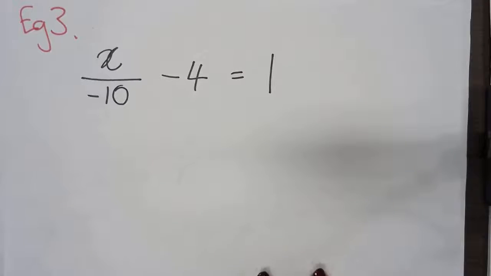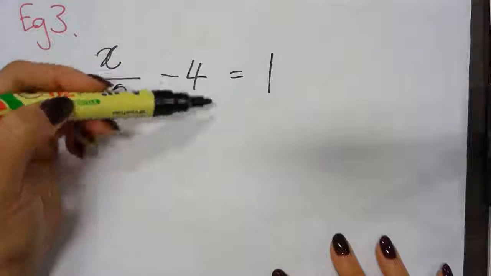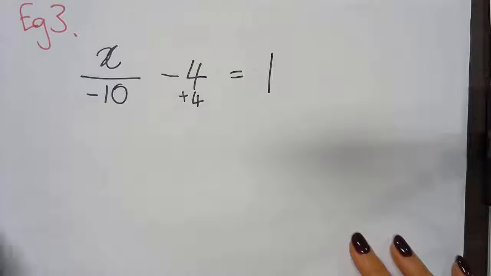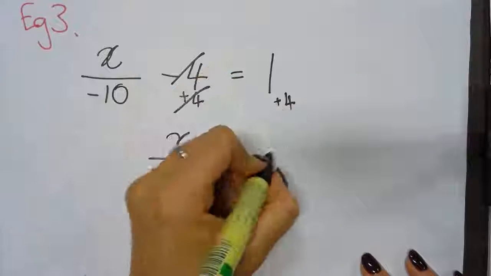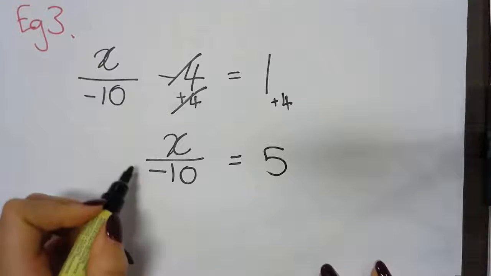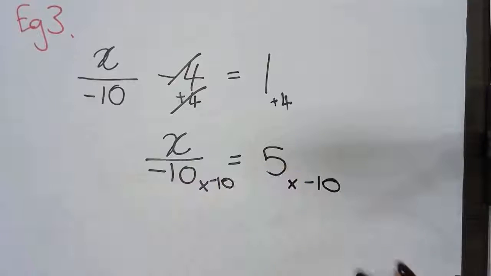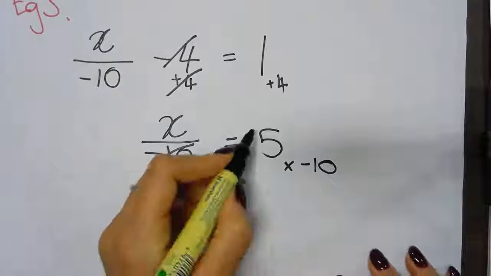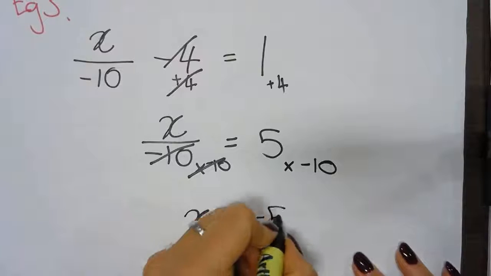Example number 3, a little bit different. Again, we've got x over negative 10, very close. It's the subtract 4 out the side that we've got to get rid of first. In order to cancel that away, we have to plus 4. What we do to one side, we do to the other. So we end up with x over negative 10, lining the equal signs up. 1 plus 4 is 5. To cancel out a divided by negative 10, we need to multiply by negative 10. Multiply by negative 10, what you do to one side, you do to the other, to cancel it away. x equals 5 times negative 10. Well, positive times a negative is a negative, and 5 times 10 is 50.